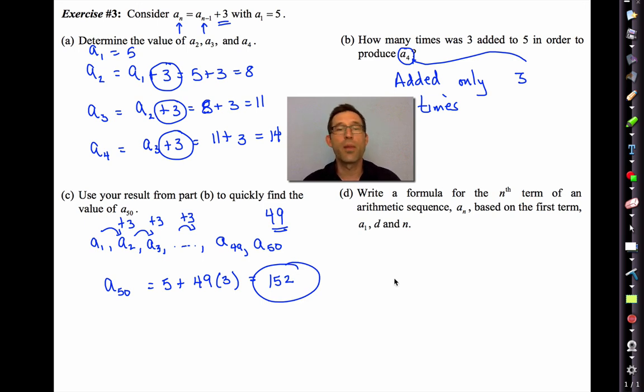Finally, we're going to come up with one of the most famous formulas, which is the formula that produces the nth term of an arithmetic sequence based on the first term, the common difference, and the number of terms. So do it. Think about what this formula would be. Go for it.